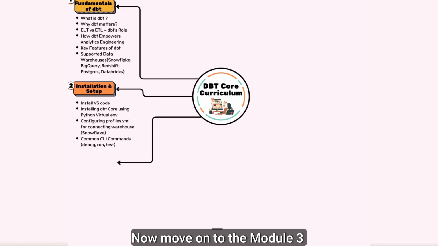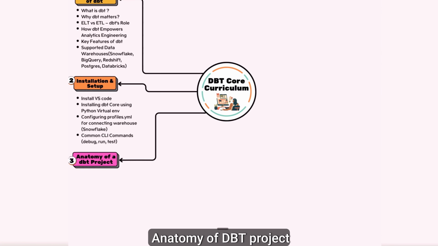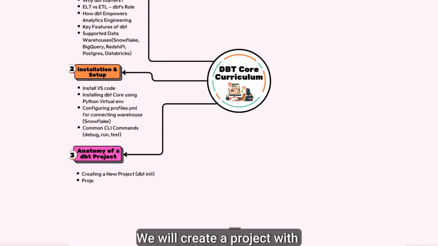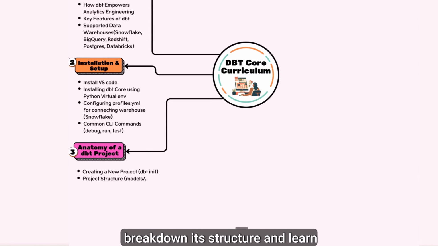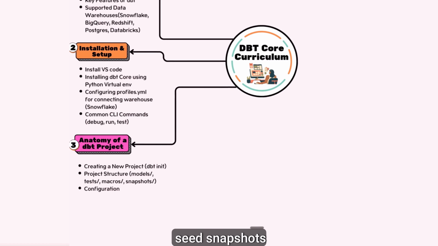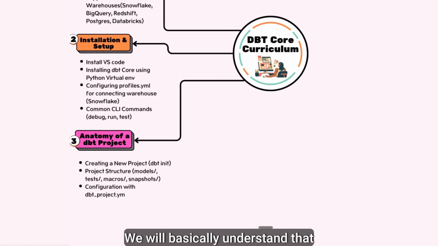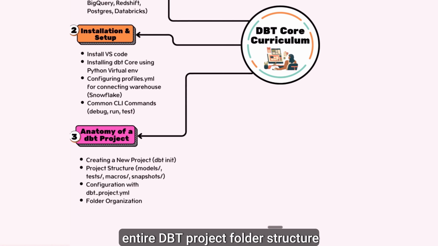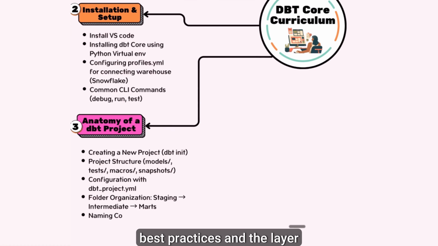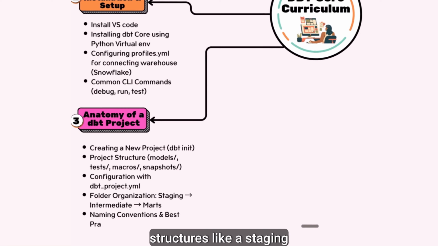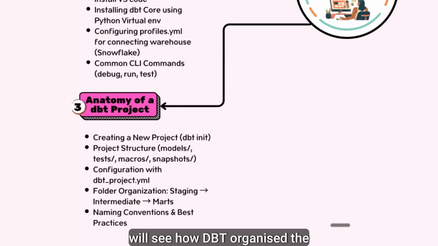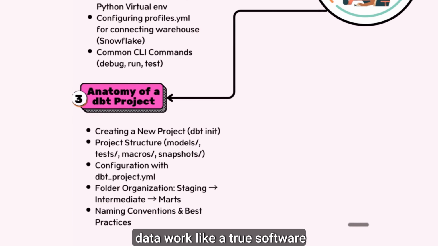Now, move on to module 3, anatomy of a DBT project. Now, we will explore the heart of a DBT project. We will create a project with dbt init, break down its structure, and learn about important folders like models, tests, macros, seeds, and snapshots. We will basically understand the entire DBT project folder structure. We'll also cover naming conventions, best practices, and the layer structures like staging, intermediate, and marts. By the end of this module, you will see how DBT organizes the data and works like a true software project.